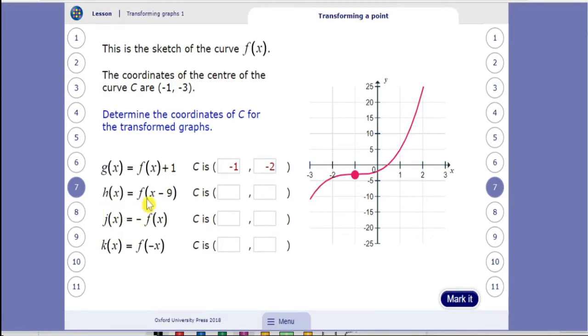f of x minus 9. I hope you can guess this transformation. x minus 9 means it will be translated 9 units forward. So the y values remain the same. And minus 9 means minus 1, and then 9 places forward you get to positive 8.